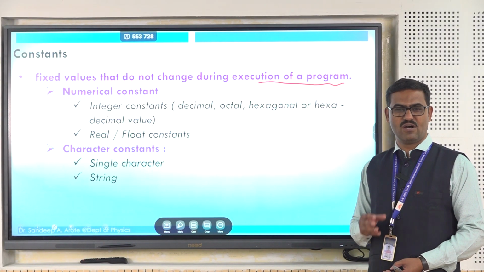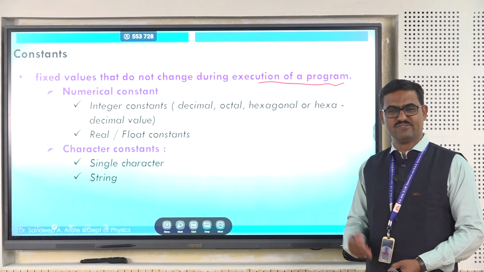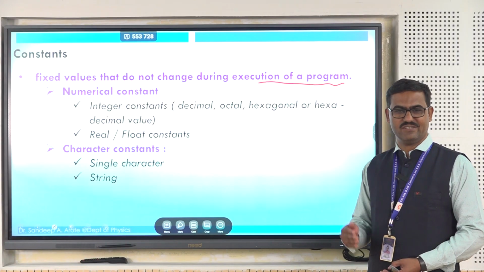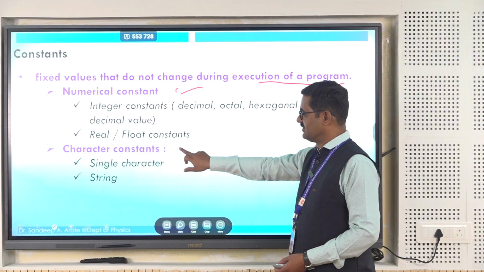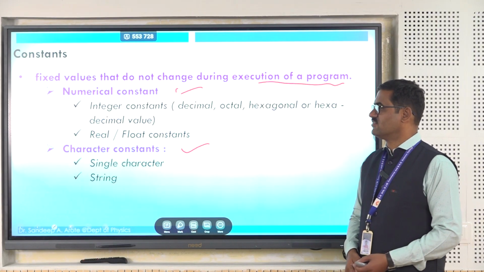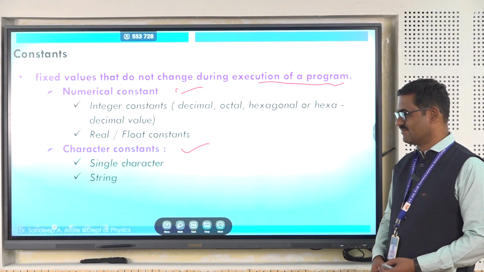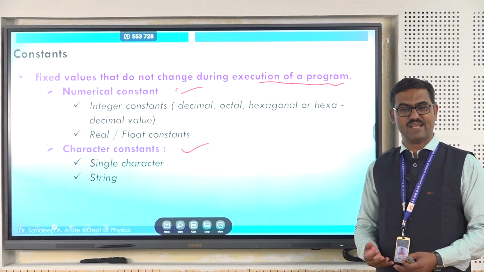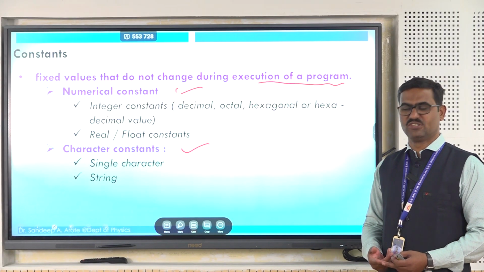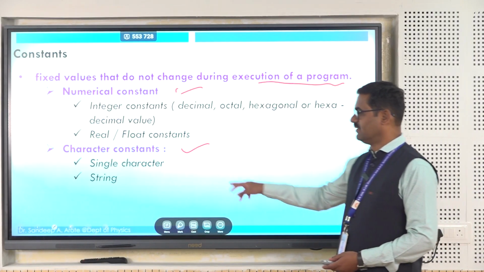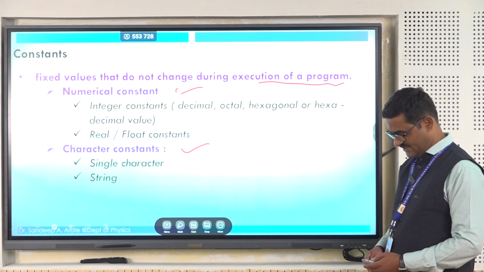Now, based on what number or character you are assigning to the variable, there are different types of constant. The first is known as numeric constant and the second is known as character constant. Numeric constant means either an integer or a real number, while character constant means a single character. It can be a letter, a digit, a white space or a special character. All that can come either in a single form or in a sequence in a character constant. So, let us see one by one.